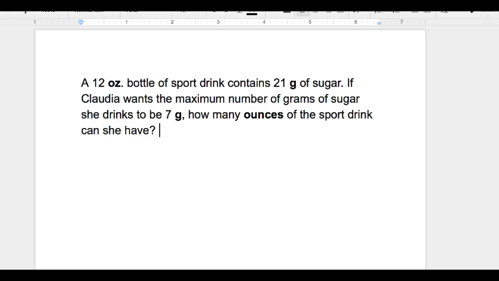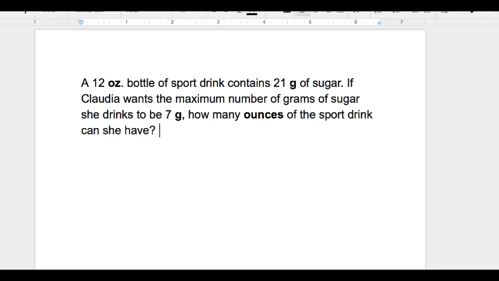Let's start with a word problem. A 12-ounce bottle of sport drink contains 21 grams of sugar. If Claudia wants the maximum number of grams of sugar she can drink to be 7 grams, how many ounces of the sport drink can she have?